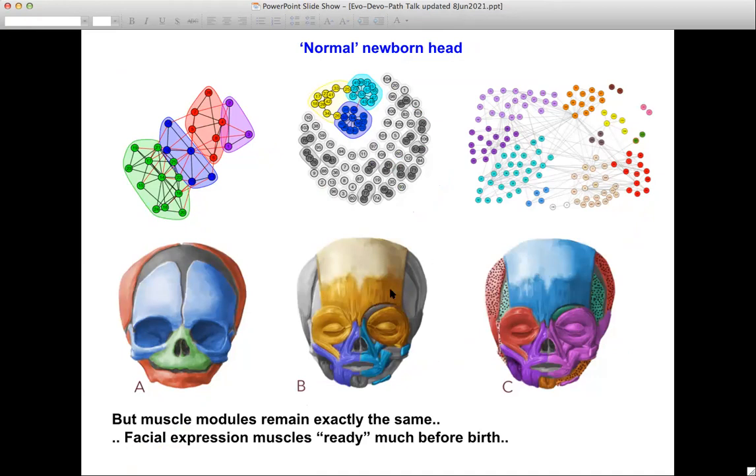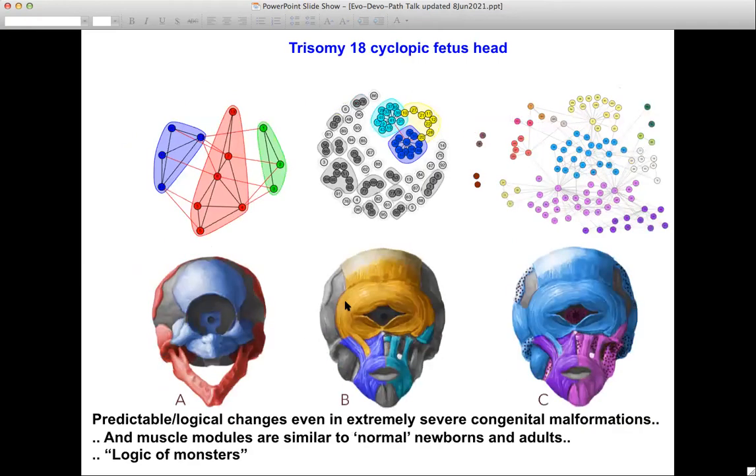So just remember, so far we have seen, and it's logical, that the newborn has the same 3 modules of the facial muscles as the adult, because the baby from day one needs to express and communicate with the mother and the father, and so that will have to be done, right? But interestingly, when you go to another level, to study birth defects as anatomical networks, amazingly, you see the constraints here. You begin to see the so-called logic of monsters.